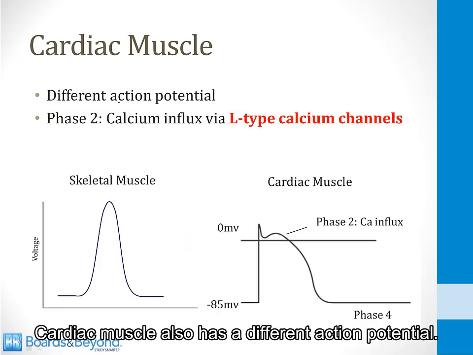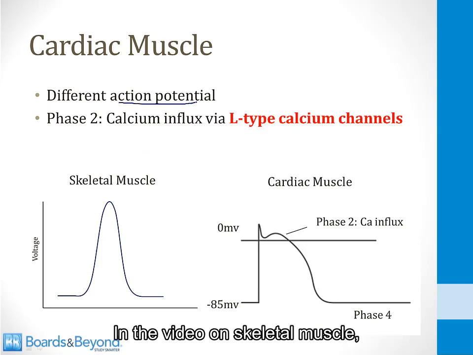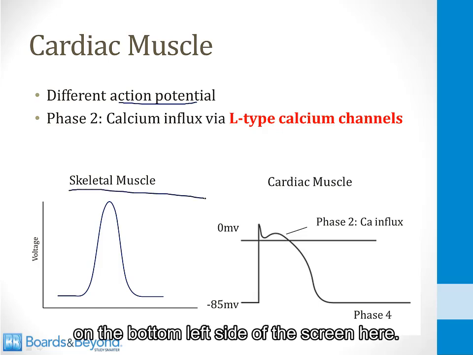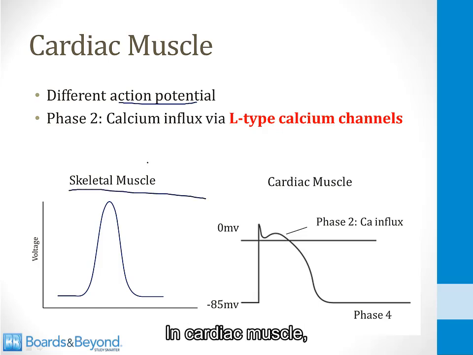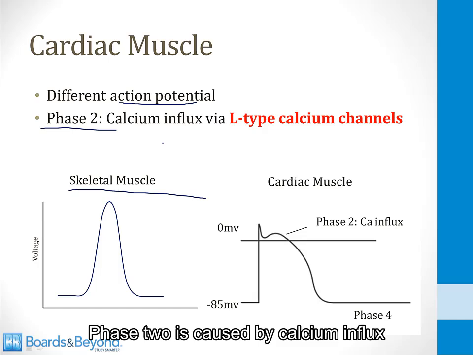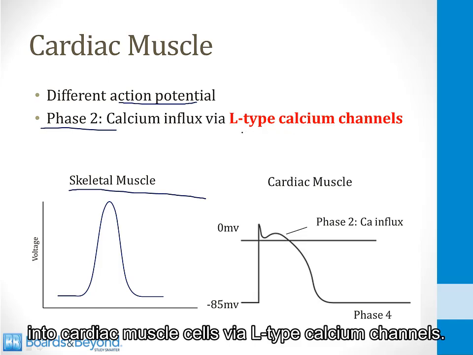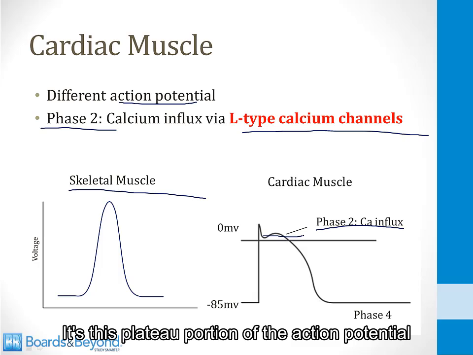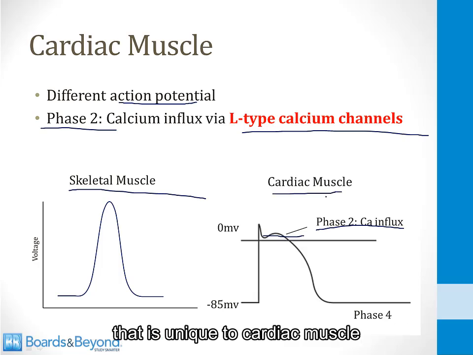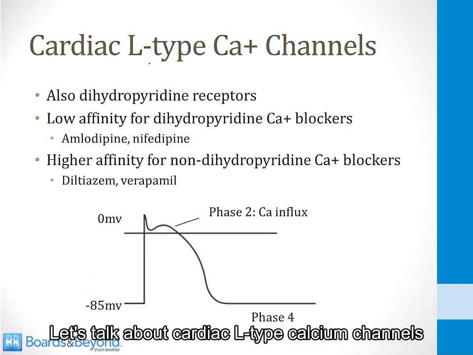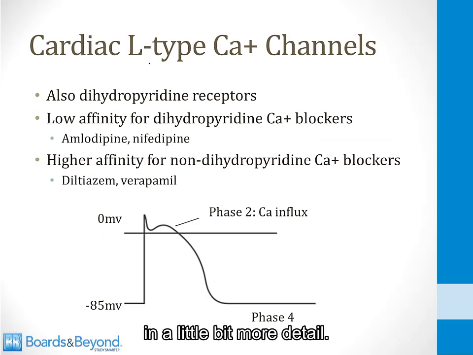Cardiac muscle also has a different action potential. In the video on skeletal muscle, I talk about the skeletal muscle action potential, which looks like this shape on the bottom left side of the screen here. In cardiac muscle, there is a phase 2 not present in skeletal muscle. Phase 2 is caused by calcium influx into cardiac muscle cells via L-type calcium channels. This is phase 2 shown here. It's this plateau portion of the action potential that is unique to cardiac muscle caused by calcium influx through calcium channels.